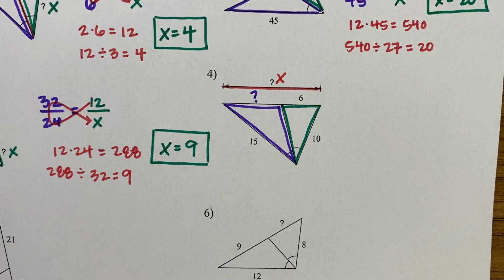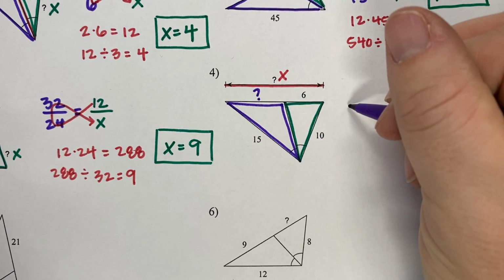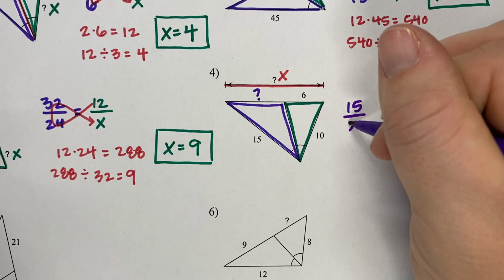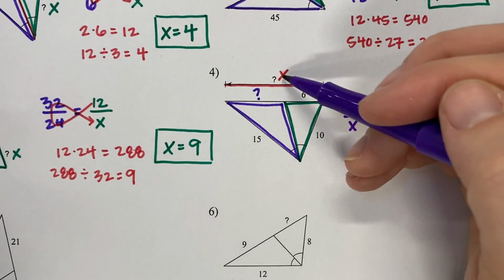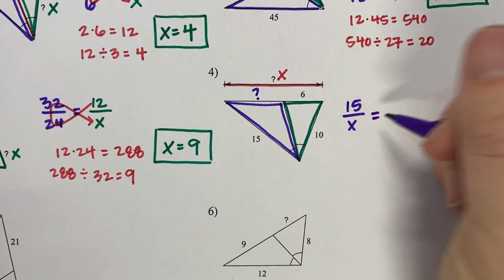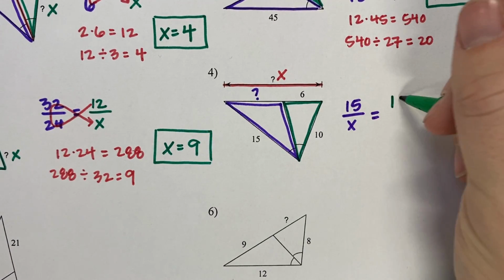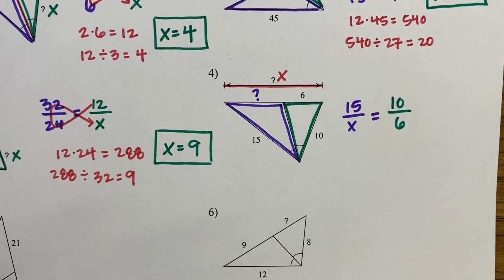So we're going to do the same thing. So for my purple triangle, I'm going to go bottom over top. Okay, so 15 over x. I know I used x right there. That's okay. And we know it is equal to the same proportion on my green. So bottom over top, 10 over 6. And now I can solve for that missing purple side.